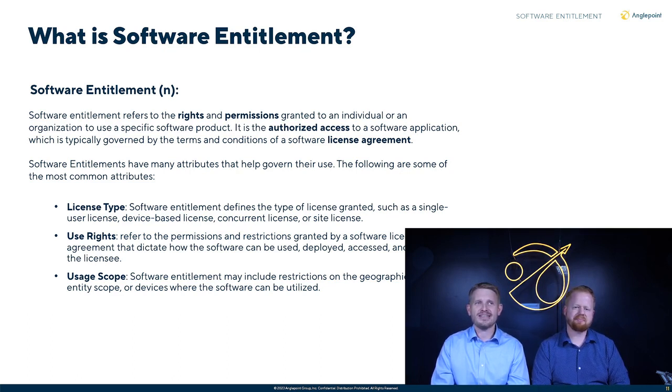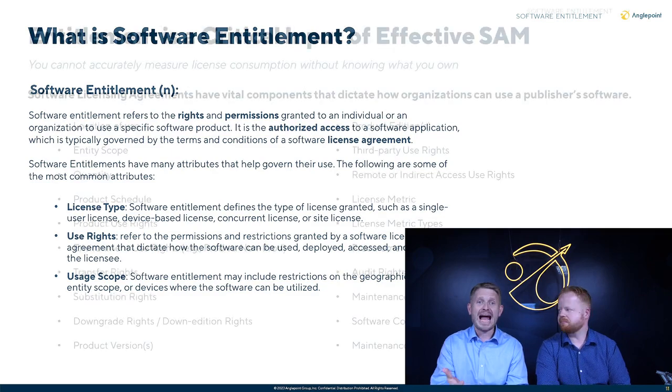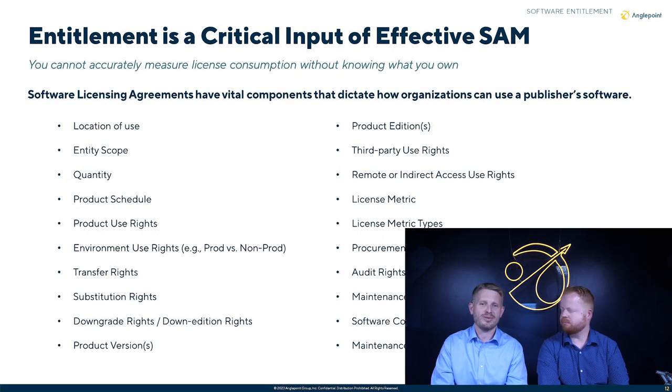Also, there's use rights, and this kind of governs how the software can be used. Can it be used on a production server? Can it only be used on a non-production server? Is it tied to a certain computer or a certain office or a certain location? All of these aspects identify exactly how that asset can be used. And if you don't use it in that way, you could be breaking a contractual agreement. So with that, we'll go to how are these software entitlements measured?